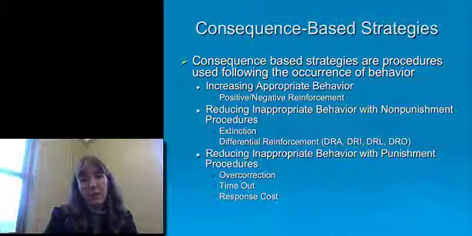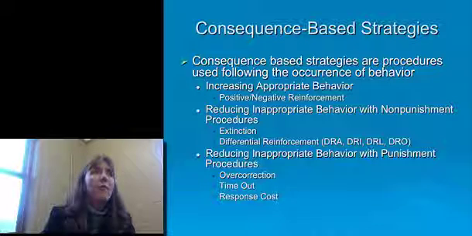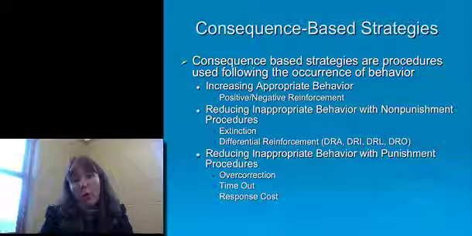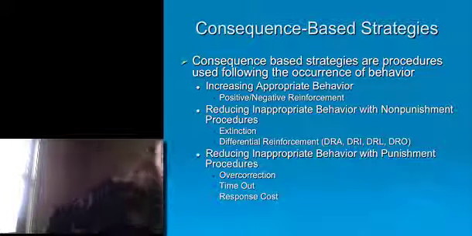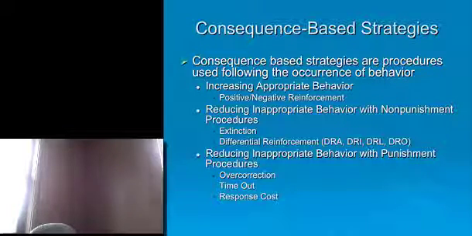From a consequence-based perspective, we're going to be talking not about prevention, but about what to do when prevention fails. What to do when, even though we've arranged the environment and we've done a number of things to try to make it less likely that the individual is going to engage in this behavior, the behavior still occurs. Staff need something that they can do in that context.